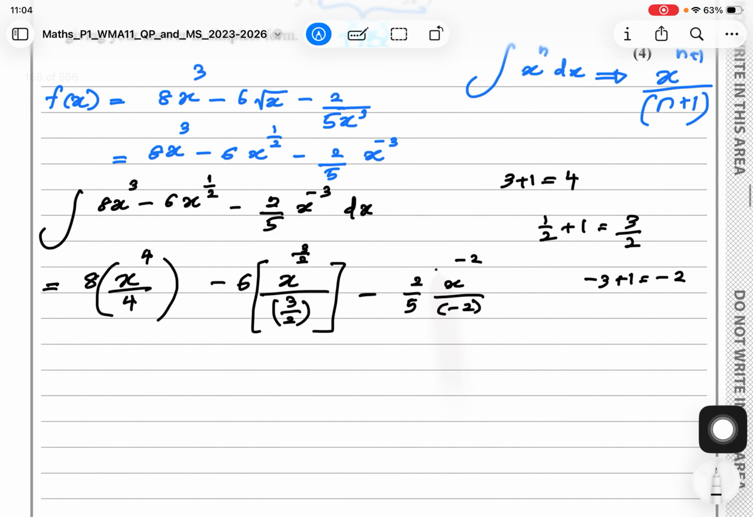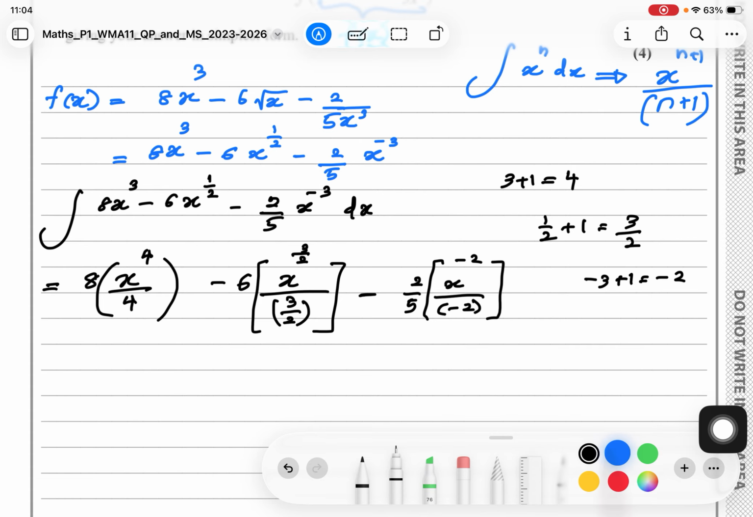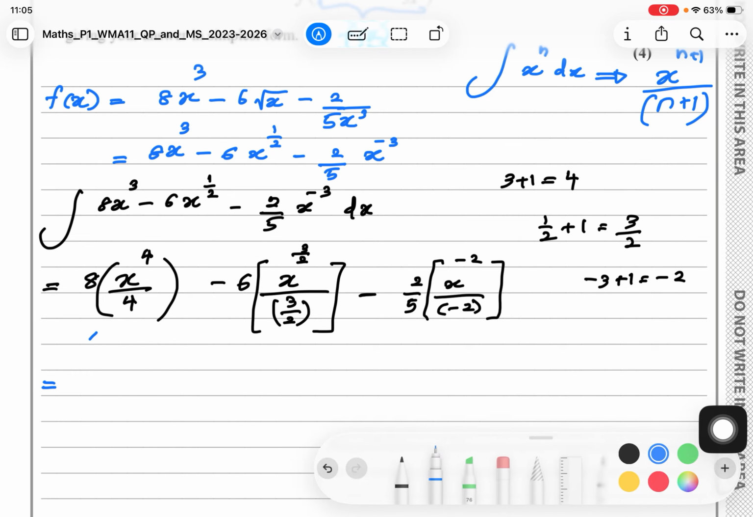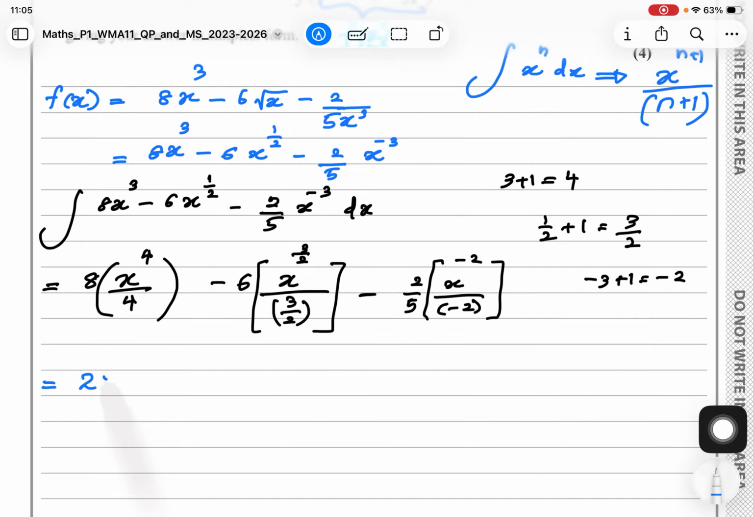Okay, so once we have it, we know this is our answer. So when you further divide the 8 and 4, you're going to get 2x to the power 4. And here this negative 6, when you divide it by 3 over 2, what we will take is negative 4x to the power 3 over 2. And the minus that will be positive, so positive 1 over 5 x to the power negative 2.